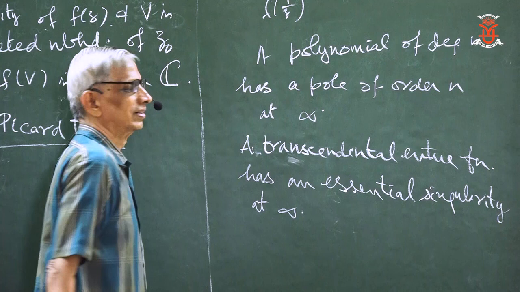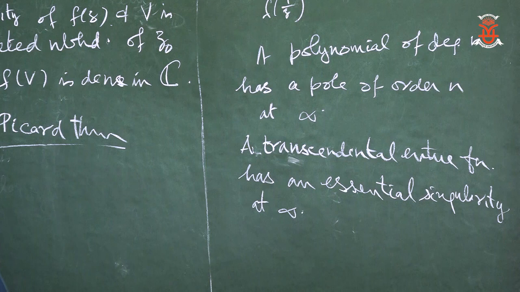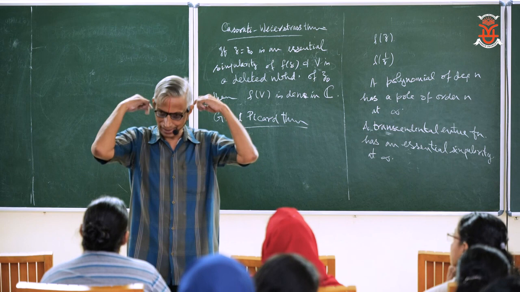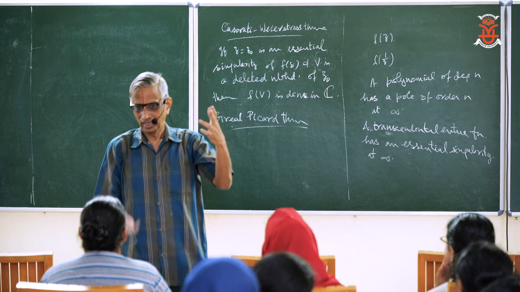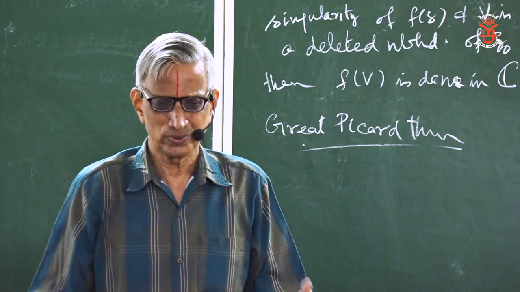If the word transcendental is intimidating, forget it. Just write an entire function which is not a polynomial. For example, sine z, cos z, all these have essential singularities at infinity. And similarly, of course, you say that a function is analytic at infinity. Same thing. f(z) is analytic at infinity means, by definition, f of 1 over z is analytic at 0. People always say regular. f is regular at infinity means f of 1 over z is regular at 0.